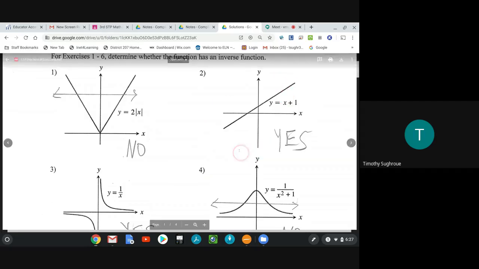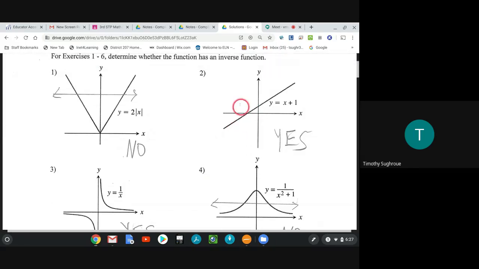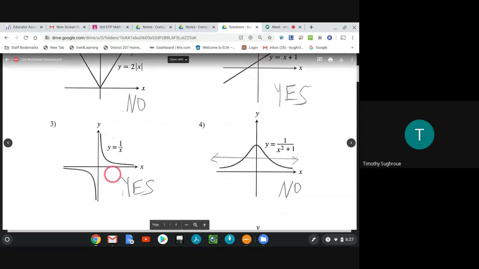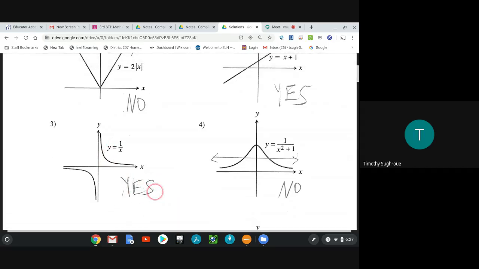One-to-one functions are always increasing or always decreasing. In this case, we have an always increasing function, so it has an inverse. We could switch x and y and resolve for y. This one is one-to-one. It passes both the vertical line test and the horizontal line test. So yes, it has an inverse.